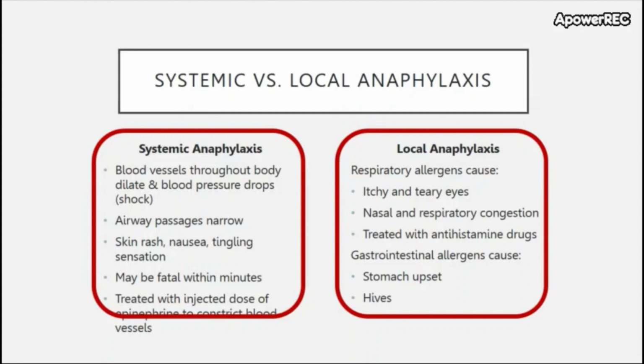Local anaphylaxis occurs in a certain area. For example, you can think of asthma as usually categorized as local anaphylaxis. When the antigens are respiratory allergens, they may cause itchy and teary eyes, nasal and respiratory congestion, and they are treated with antihistamine drugs usually. When the antigens are gastrointestinal allergens, they may cause an upset stomach or hives.